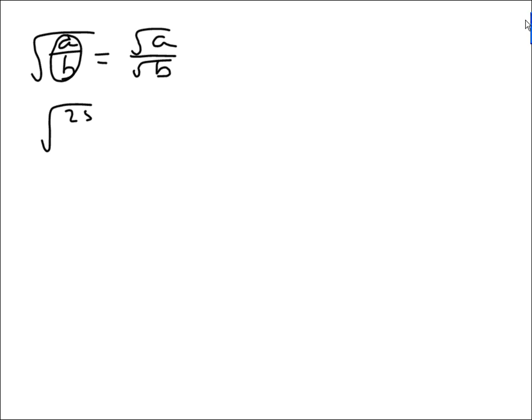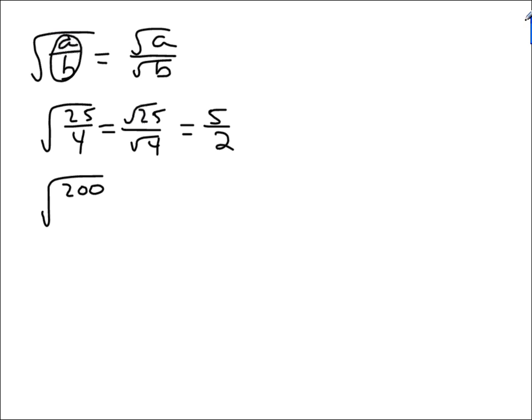If you have the square root of 25 over 4, you should ask yourself, what's the square root of 25 and what's the square root of 4? In this case, you know both of those answers. Now, if you had the square root of 200 over 2, you should ask yourself, do you know the square root of 200? Do you know the square root of 2? The answer is no. Then you might consider doing the division. 200 divided by 2 is simply 100. And you know the square root of 100 is the number 10.